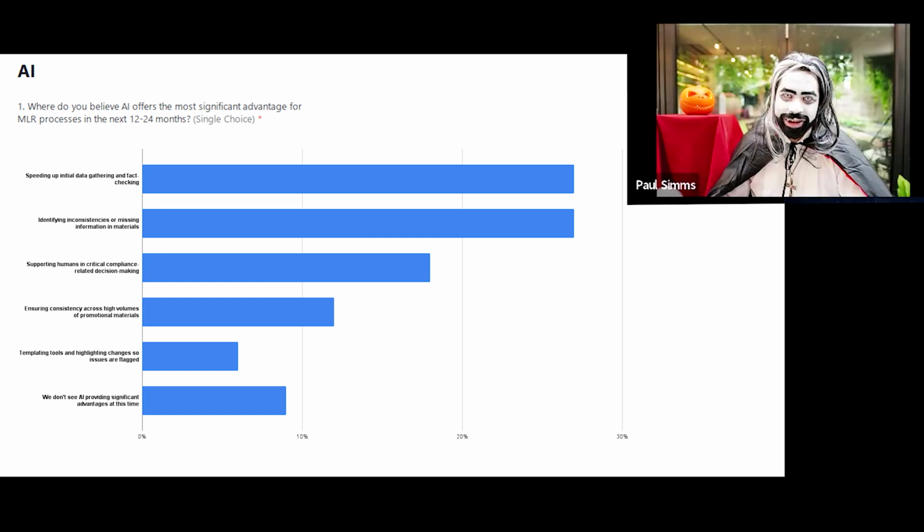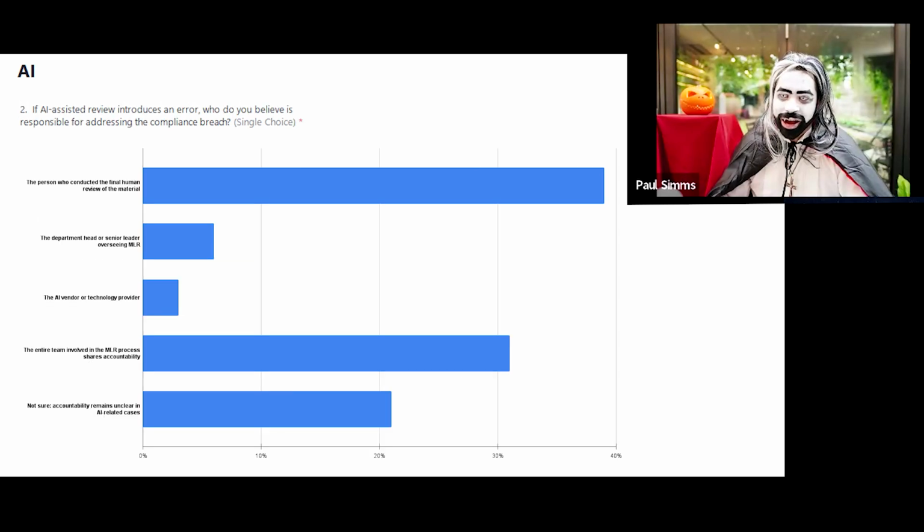Interesting that there's no sort of out-and-out winner there. And then obviously on question 2, we've got nearly 40% of people saying the person who conducted the final human review of the material. That assumes, of course, there is a human. Let's not go there, I guess. And then the entire team getting nearly a third of the vote as well, which I didn't expect to see. I thought that was, again, another very on-the-fence type of answer, but maybe that's where we all choose to be.